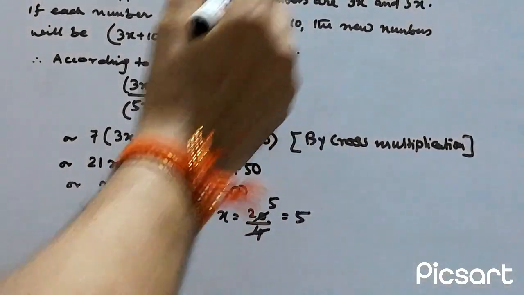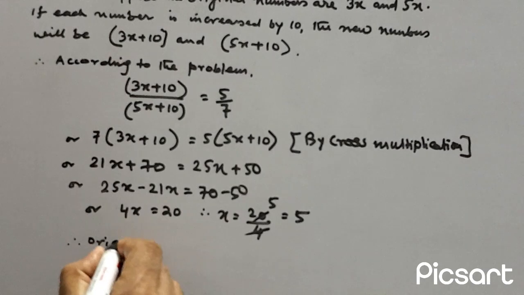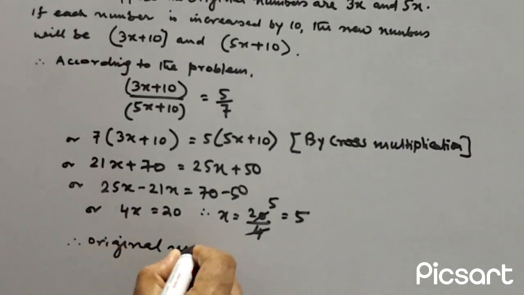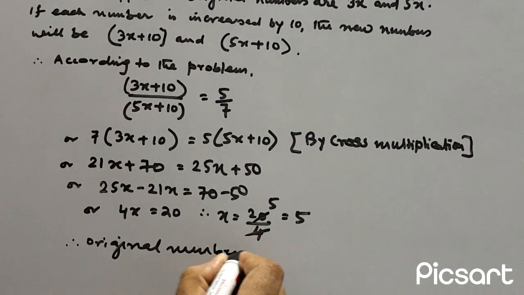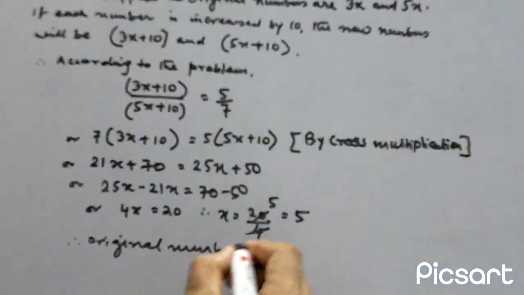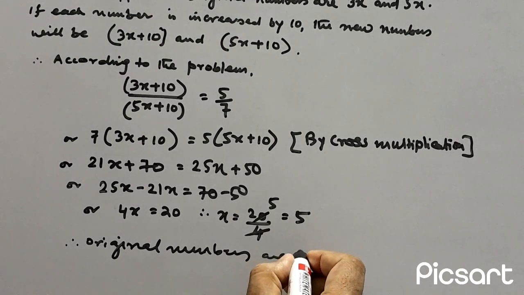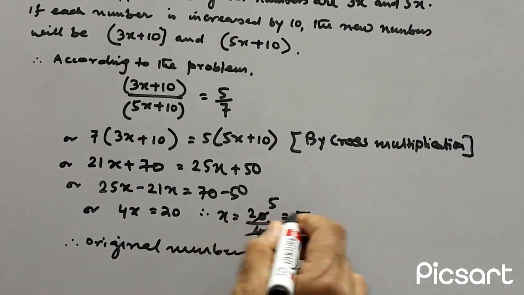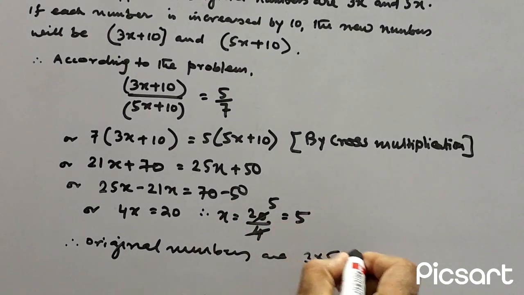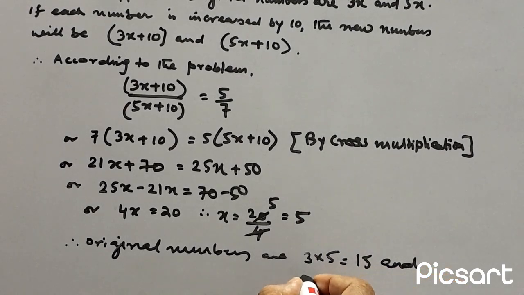The original numbers. Therefore, original numbers কি আছে? Original numbers ছিল 3x and 5x. Original numbers are 3x, x এর ভ্যালু দেওয়া আছে 5, that means 15, and the other number হবে 5x, that means 5 into 5, that means 25.